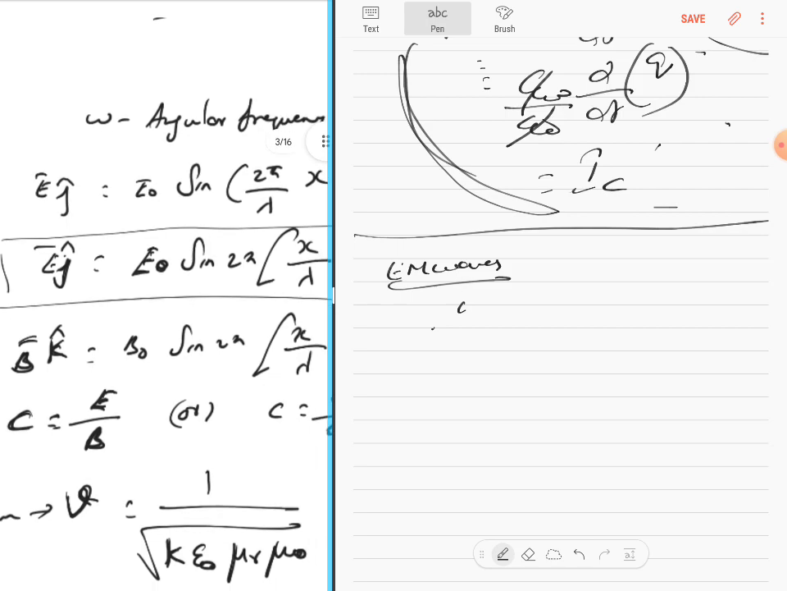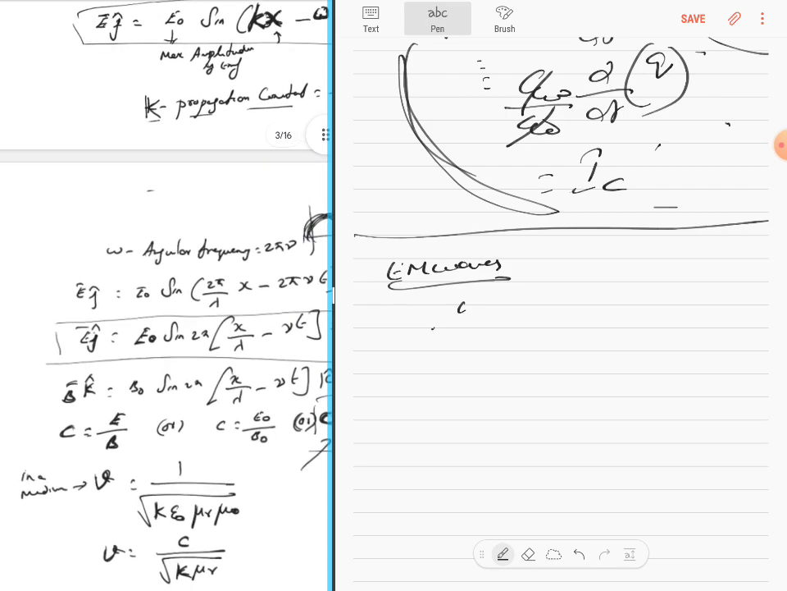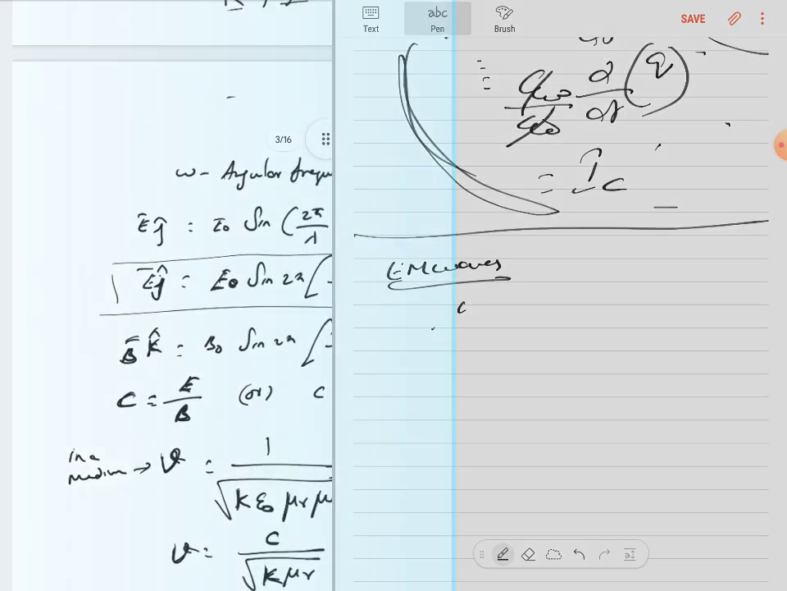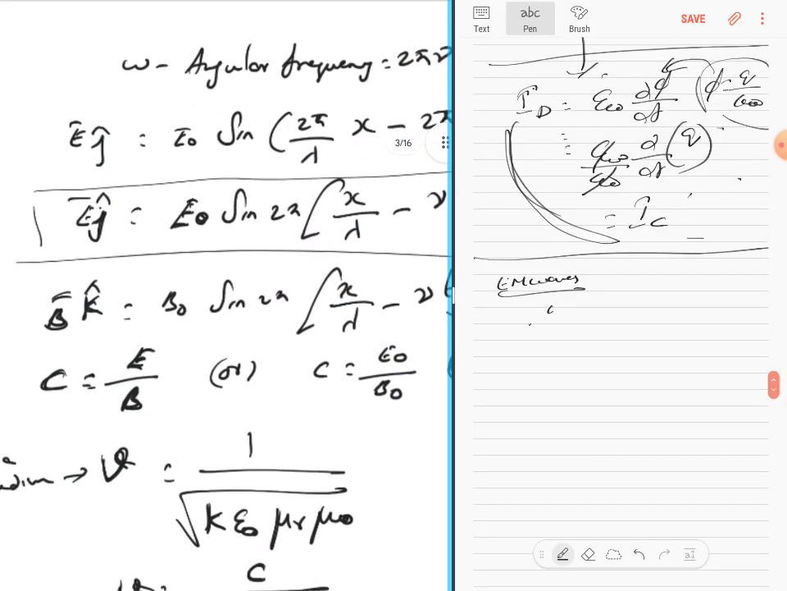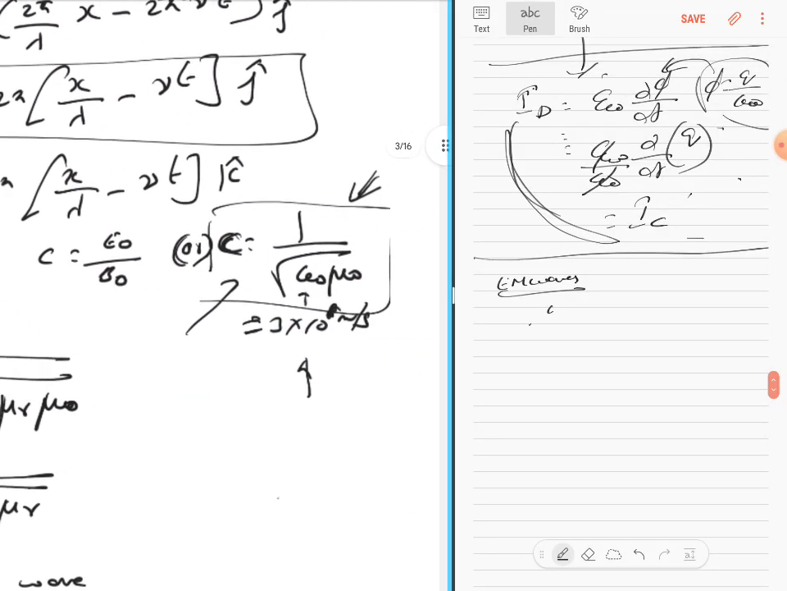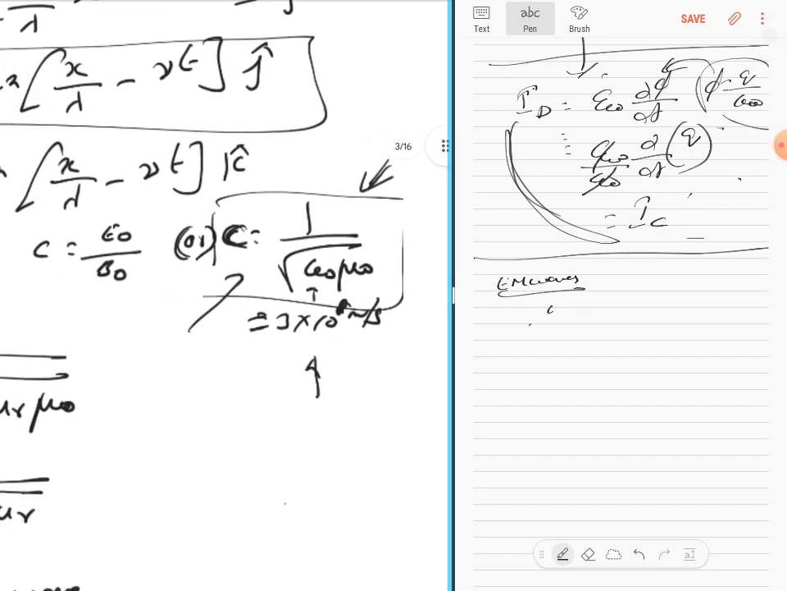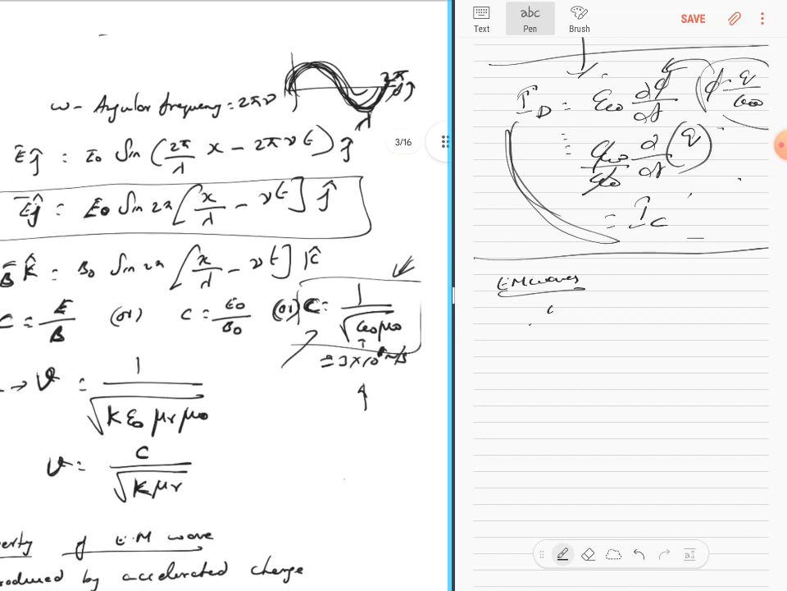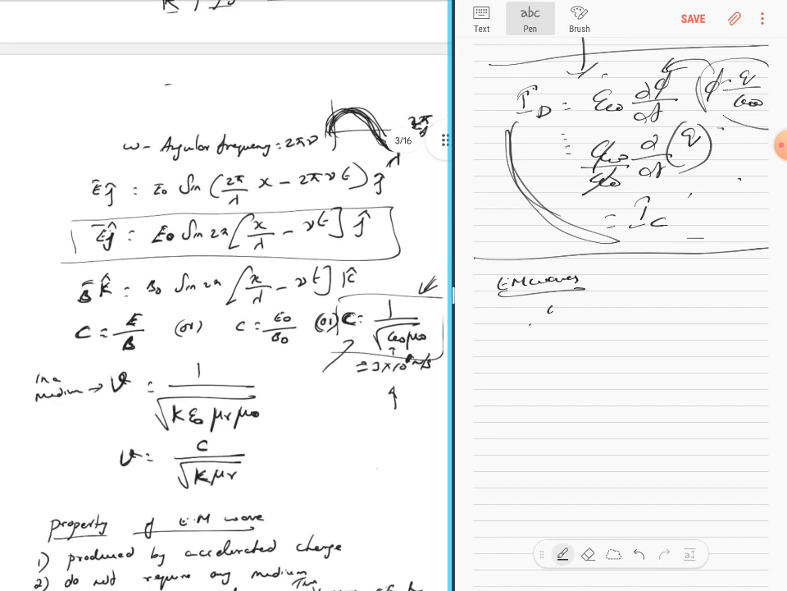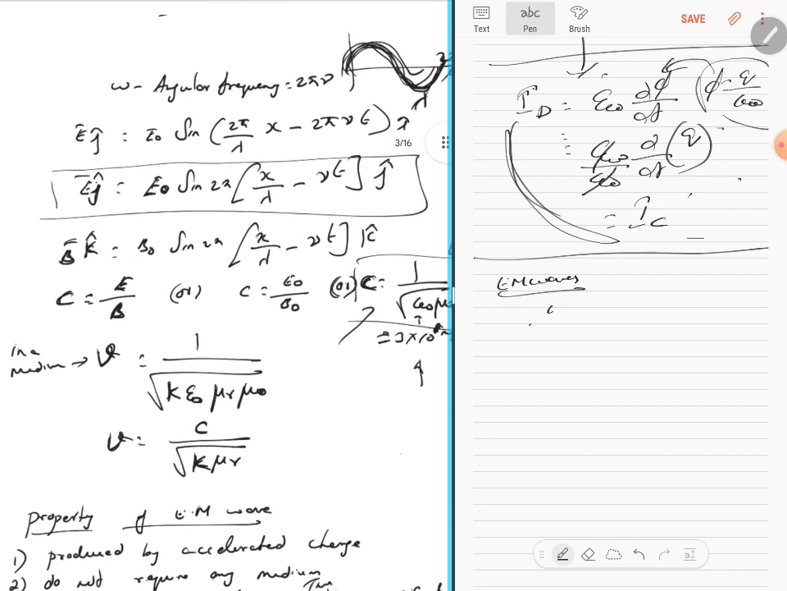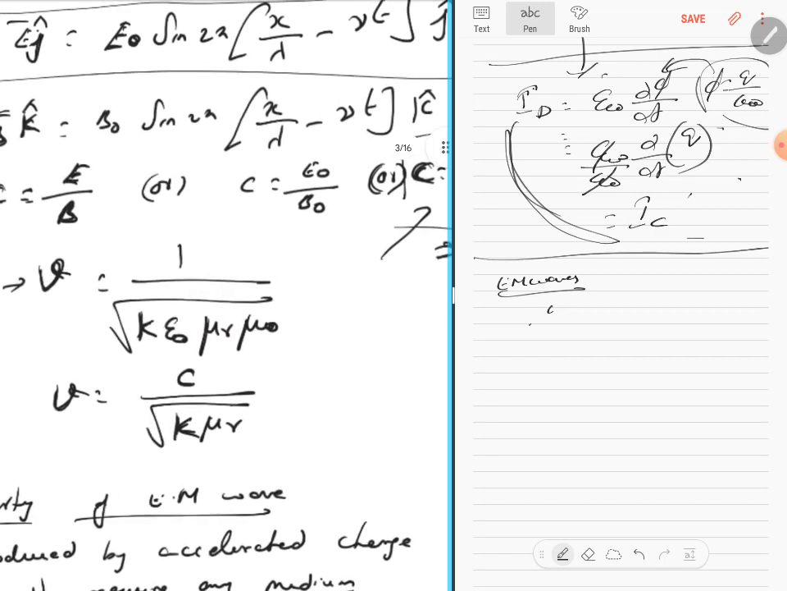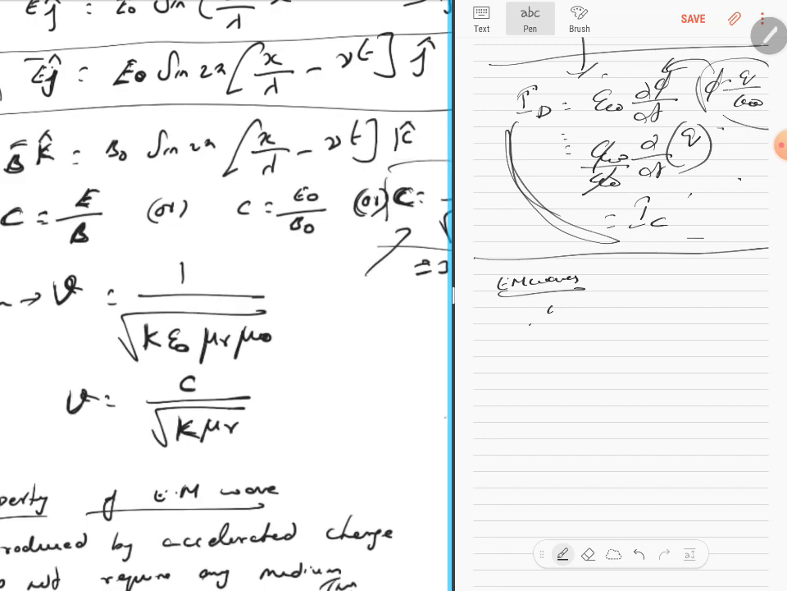Okay, so B vector is equal to B naught sin(kx minus omega t) k cap, the same thing can be copied. The next thing you need to know is that you need to mug up certain things such as c is equal to E by B, c is equal to E naught by B naught, c is also 1 by root of epsilon naught into mu naught, where epsilon naught is 8.854 into 10 to the power minus 12, and mu naught is 4 pi into 10 to the power minus 7. On plugging in these values, you get 3 into 10 to the power 8, which is the velocity of light in vacuum. If the electromagnetic wave is going to travel in a medium, then the velocity is 1 by root of k times epsilon naught and mu r times mu naught. So v also becomes c by root of k into mu r.